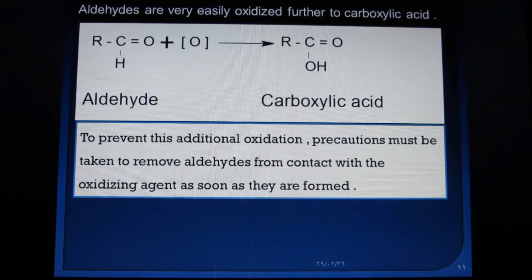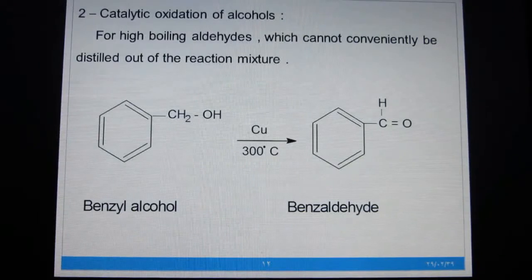But if we have aldehyde with higher boiling point, we take this reaction. What about this reaction? We take alcohol and raise its temperature to 200 or 300 and then we pass it over copper. That is, we make oxidation by copper. Copper gives me aldehyde and we remove it from the medium before it is in contact with the oxidizing agent again to give me acid.